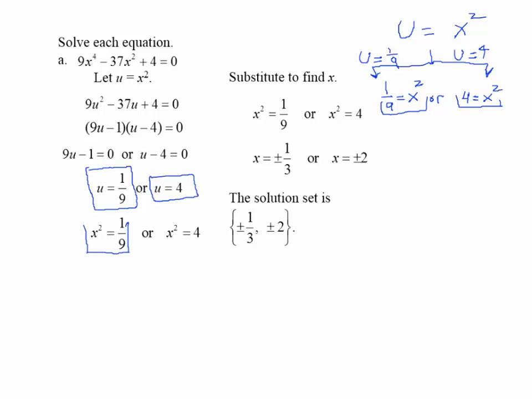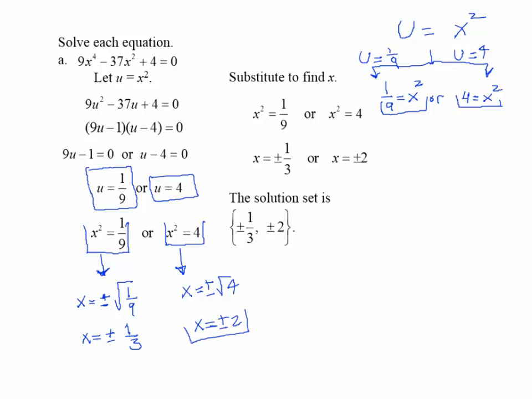x squared is equal to 1 over 9, or x squared is equal to 4. So each of these can be solved easily by writing this as x is equal to, if I take a square root of both sides and put a plus and minus in front of that, then I can solve that. That would be x is equal to plus and minus square root of 1 over 9, or 1/3. And here I get x is equal to plus and minus square root of 4, which is x equal to plus and minus 2. So here we find 4 answers.